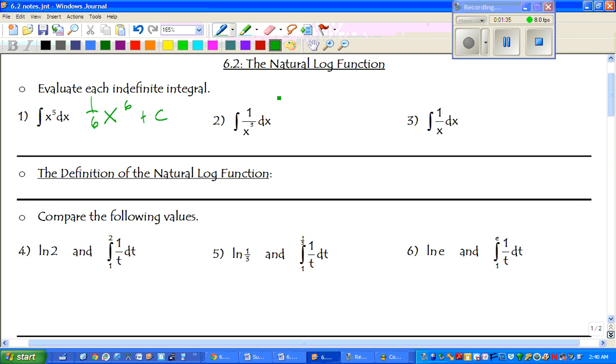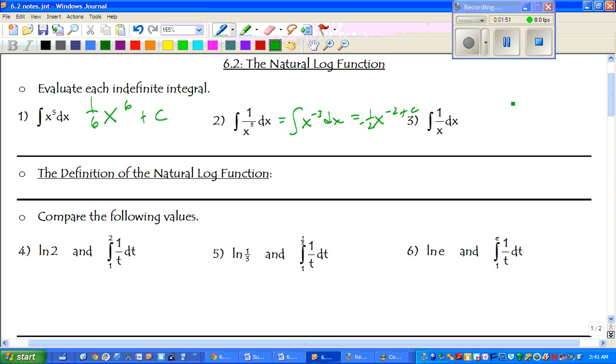Same thing for number 2, only here we may want to rewrite this as x to the negative third dx. Now add 1 to the exponent, so we get negative 2, multiplied by the reciprocal of that exponent. Don't forget our plus c.